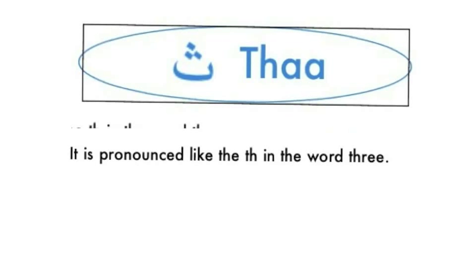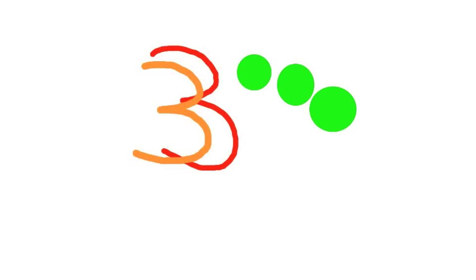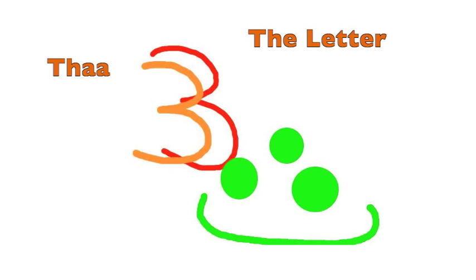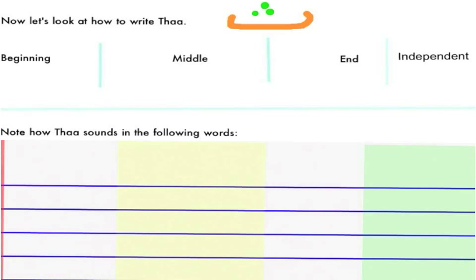The letter thaa is pronounced like the th in the word three. Since the letter has 3 dots, you can remember it and what sound it makes by thinking of the word three. Voila! Now let's look at how to write thaa.